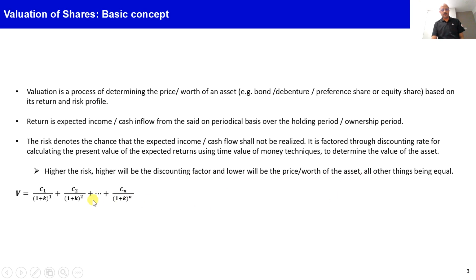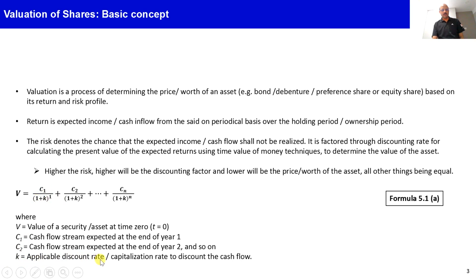So mathematically we can put the formula; the basic valuation model is like this. C1, which is the cash flow of year 1, is discounted by (1 plus k) raised to power 1, where k is the applicable discounting rate for the investor, or we also call it the capitalization rate, to discount the future cash flow. So the first year cash flow is discounted by (1 plus k) raised to power 1. The second year cash flow, which is C2, is discounted by (1 plus k) raised to power 2. Like that, we can calculate up to the nth period to get the total value of the asset.